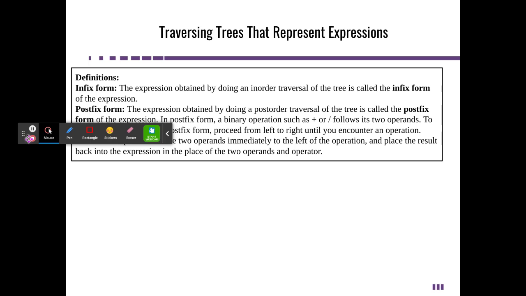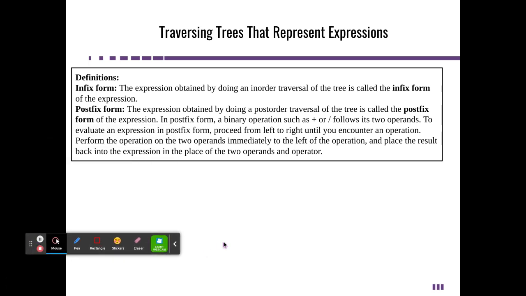All right, a couple more vocabulary things. We have what's called an infix form and a postfix form. The expression obtained by doing an in-order traversal of a tree is called the infix form of the expression. And a postfix is an expression obtained by doing a post-order traversal. So all we're really doing is using those in order and post order to work through these operations.